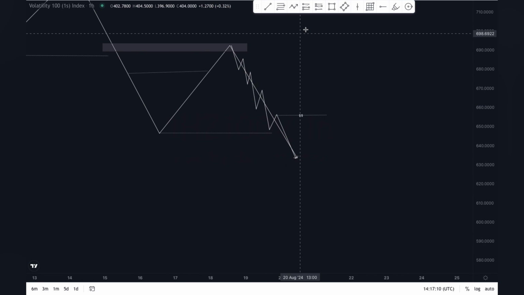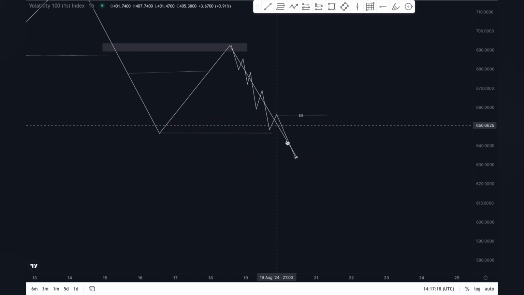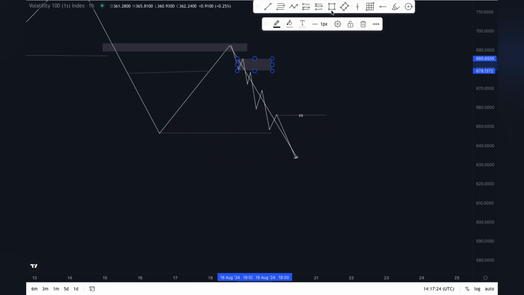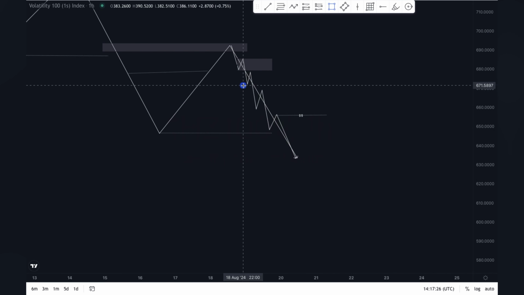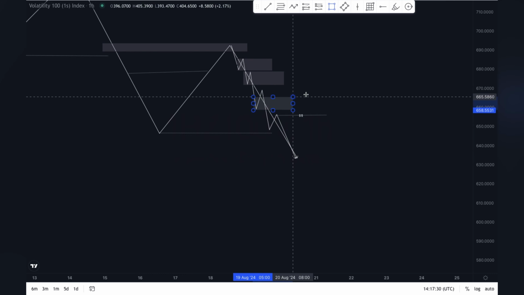So after the inducement, what are we looking for? Price to mitigate what? An order flow. Order flow is what? This retracement on this particular impulse. So we have here one order flow. Is it valid? Yes, it's valid. Price has not mitigated it. Then we have what? Another order flow here, and then we have another order flow here.